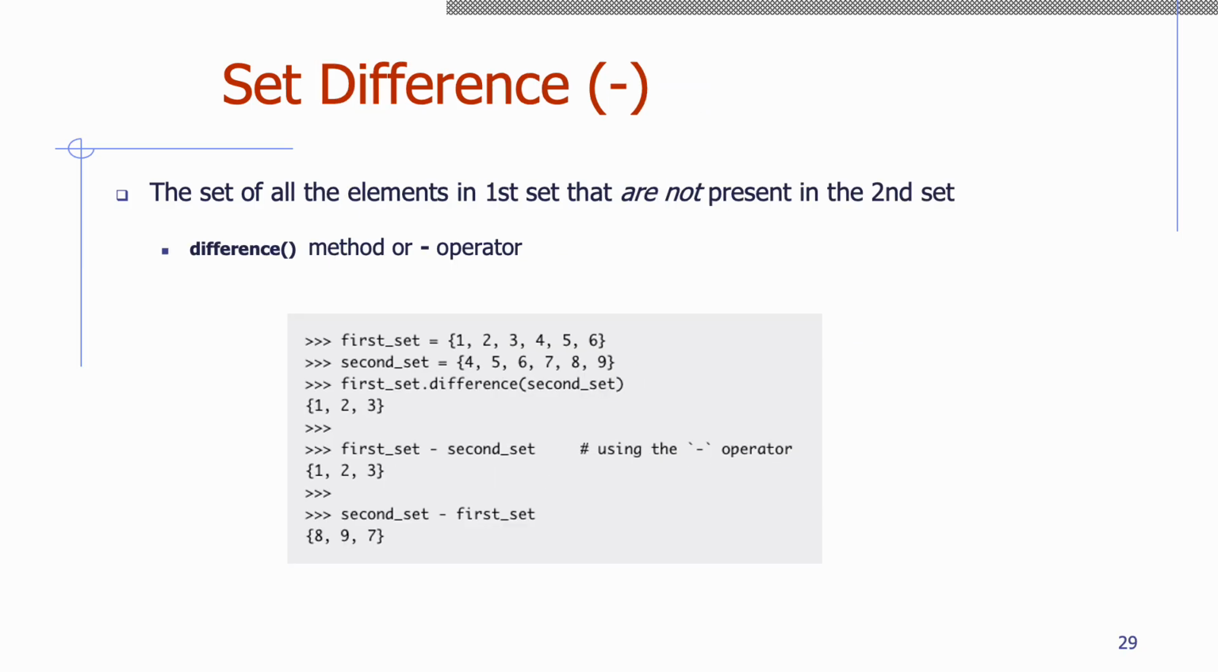As an example for the set difference, let's say we have the first set 1, 2, 3, 4, 5, 6, and the second set 4, 5, 6, 7, 8, 9. If we want to apply the difference operator to these two sets, we're going to have 1, 2, 3, since we want to return the set of all the elements in the first set that are not present in the second set. Or we can apply the subtraction operator to get the same result.